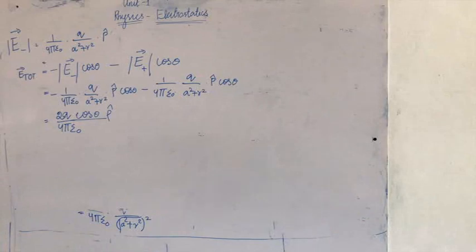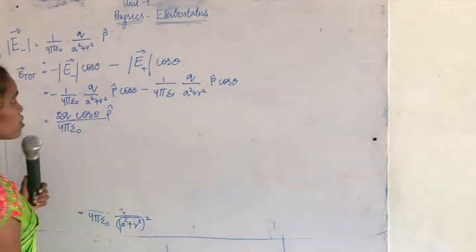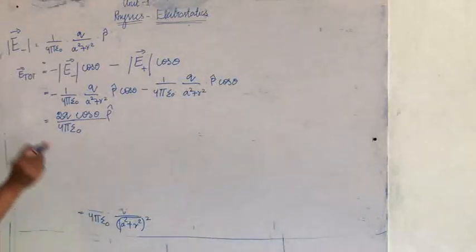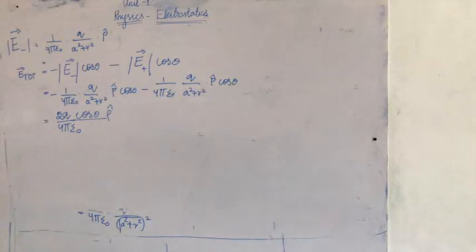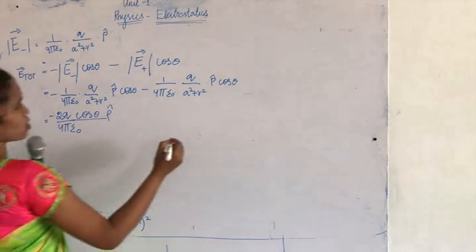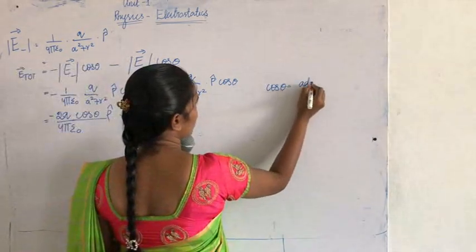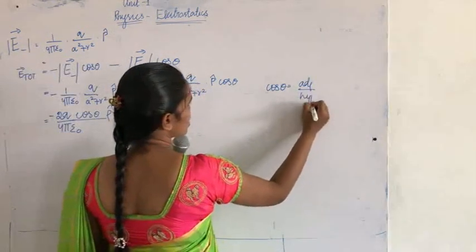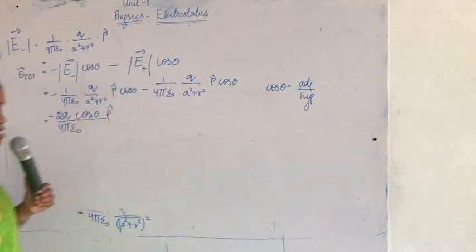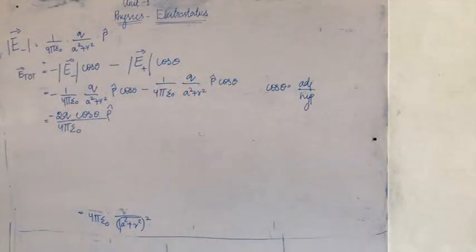Now we are going to find what cos theta is. See in the picture, take the triangle. So cos theta equal to what? Adjacent side by hypotenuse. See in the picture, what is the adjacent side?